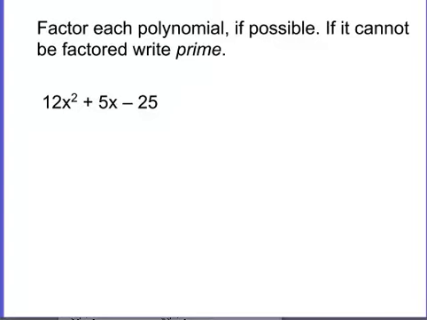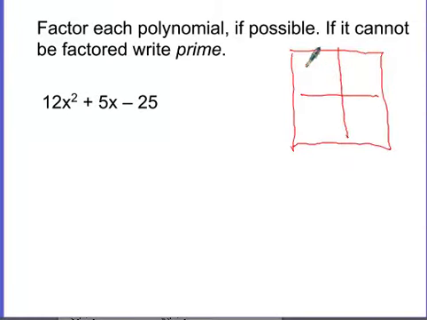Can we factor anything out? No. So we've got to factor this puppy. It's not a perfect square trinomial because 12 is not a perfect square. So we'll draw our little box over here. 12x squared and minus 25, so we have minus 300. 12 and 25 don't do it.